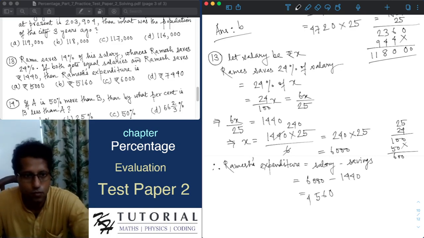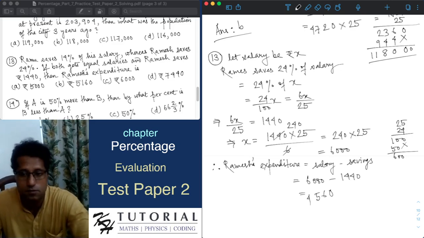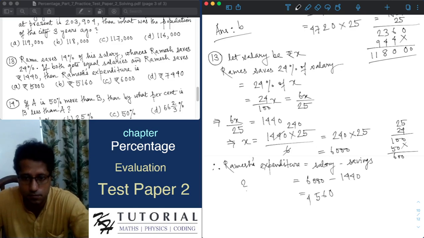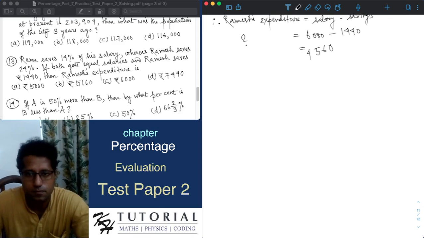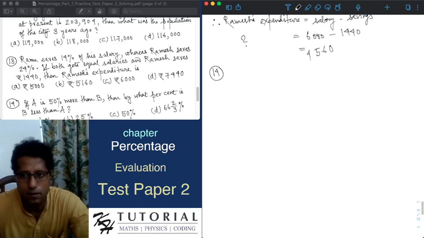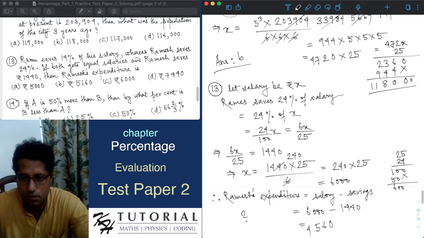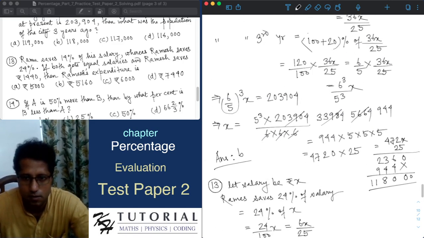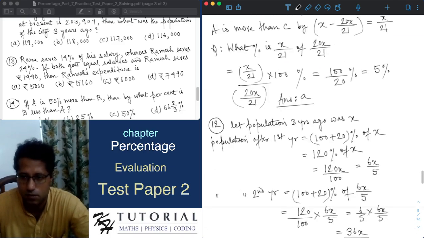My answer is coming 4560, Ramesh expenditure. It is not in any of the choices. Okay, I will put a question mark. Let's do question number 14. Even though I might be doing some calculation mistake, please focus on the concept of the percentages I'm applying to solve the problems.